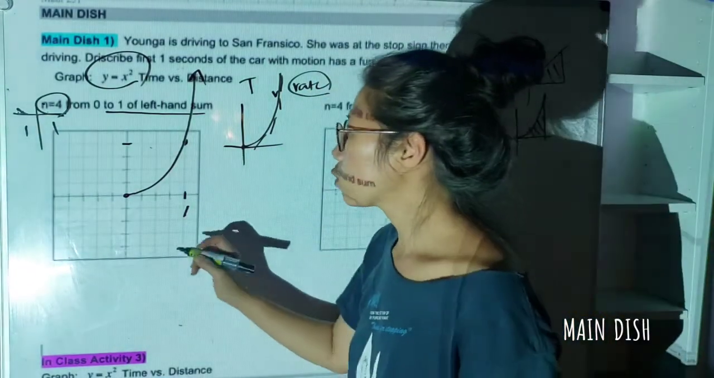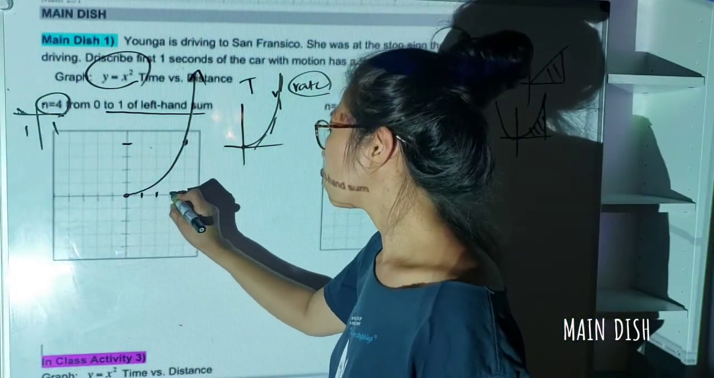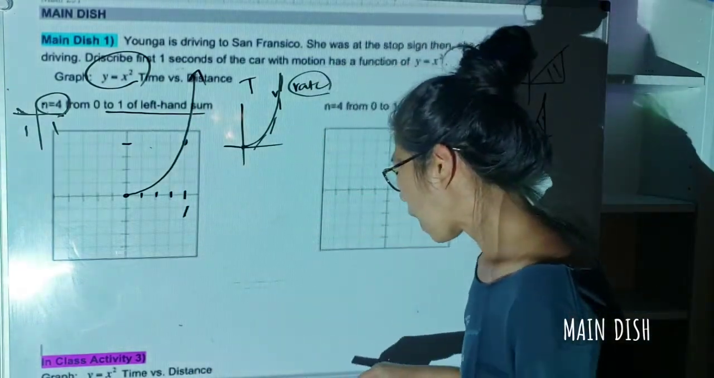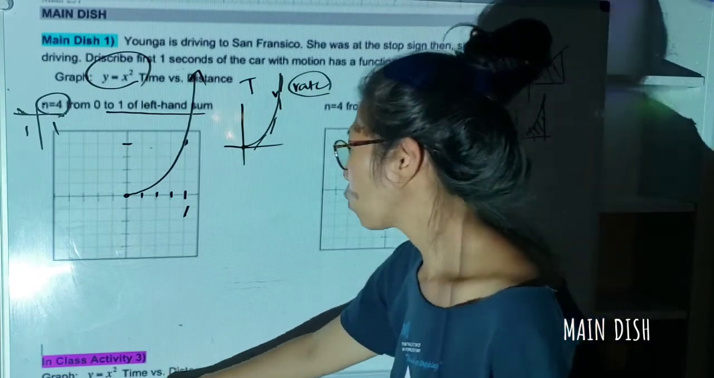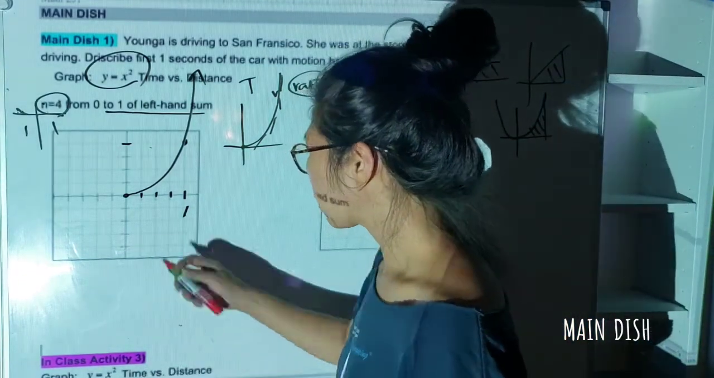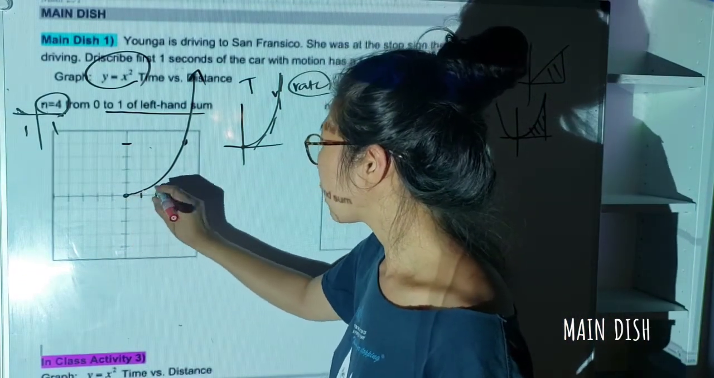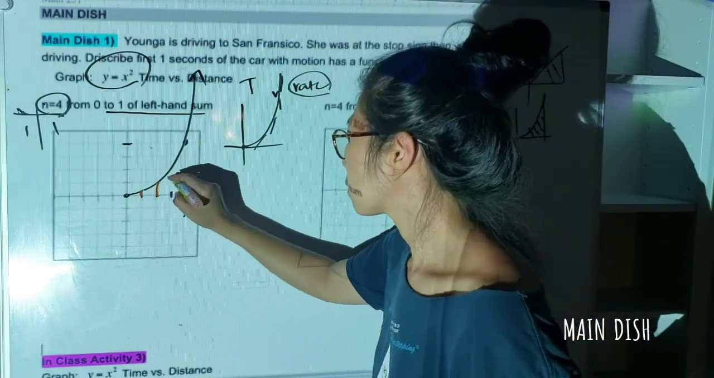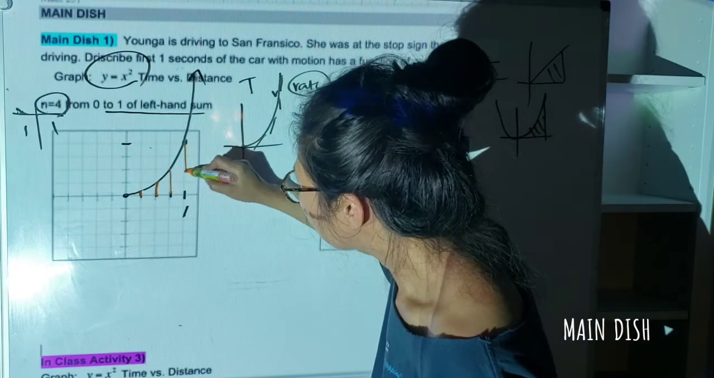Which means we are going to make 4 rectangles. 1, 2, 3, 4 rectangles, and then we are using the left side as our sum. So I'm going to build a height. Now look at mine carefully. This height, this height, this height, and this height. So I built a height here.